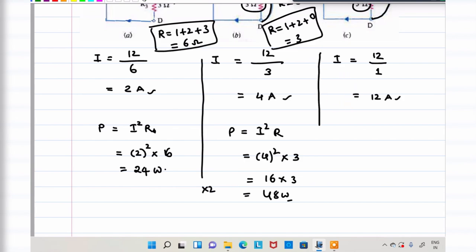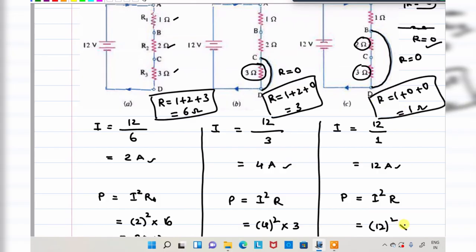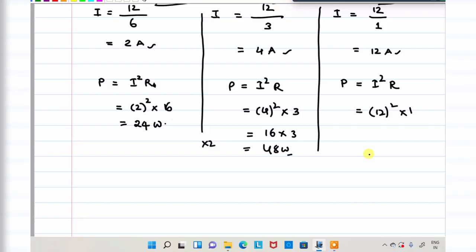Next, coming to the third case, P is equal to I square R. What is I now? 12 whole square. What is R? See here, R is equal to 1 plus 0 plus 0. That will be 1 ohm. This is the third case, R value into 1. That will be equivalent to 144, that means 144 watts.